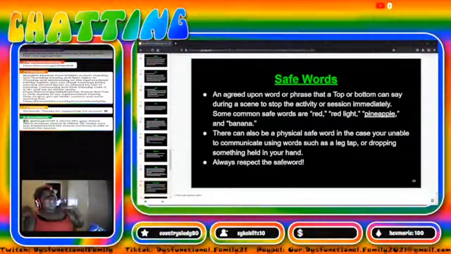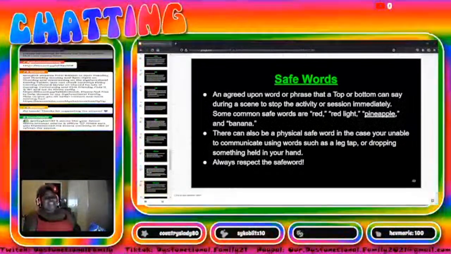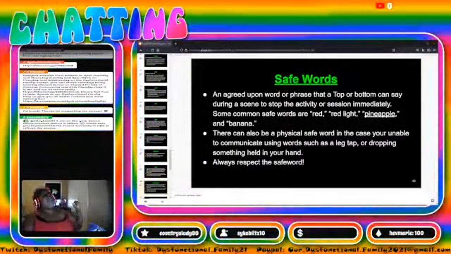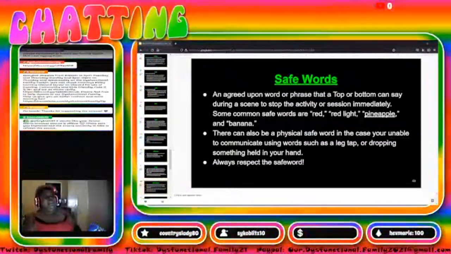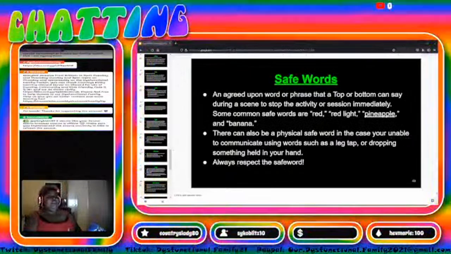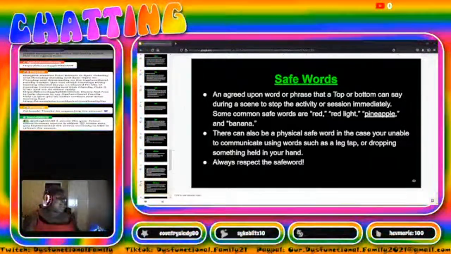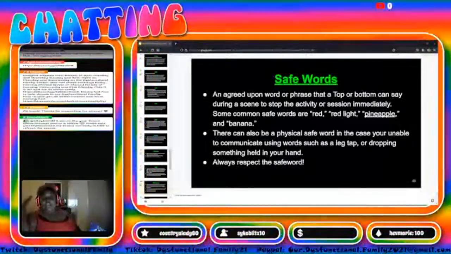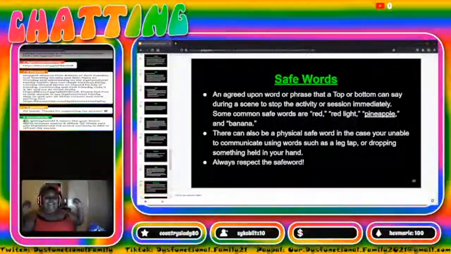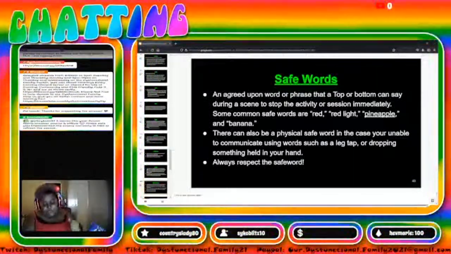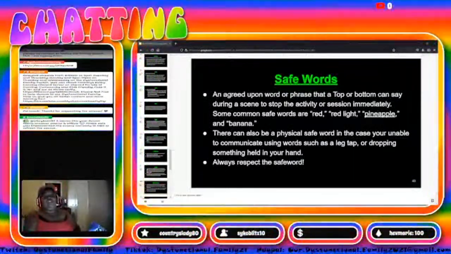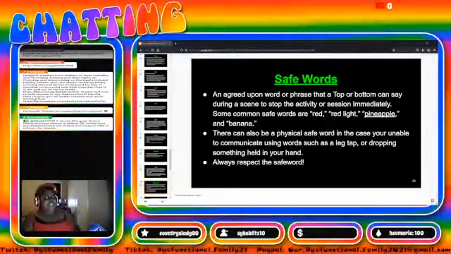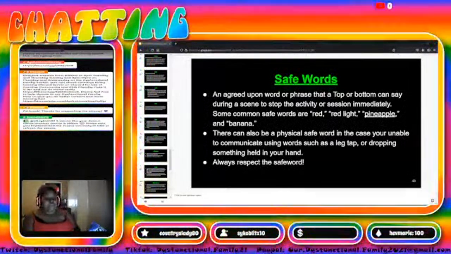But in the case that you are confined, let's say that you have a gag in your mouth, a spider gag, ball gag, some sort of thing that prevents you from physically talking, there can be physical safe words, such as leg tapping, dropping something in your hand. Let's say you have a bell in your mouth, drop it. Yes, color codes, perfect. Anything that you all have agreed to use as a safe word, you can use at any time without feeling like you're going to hurt the scene. Safe words should never be guilt tripped.